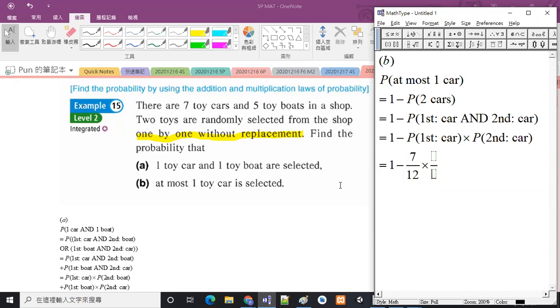how many options are remaining when we have already selected the first toy car? There will be only 11 options remaining, right? And among the remaining 11 options, how many of them are toy cars?